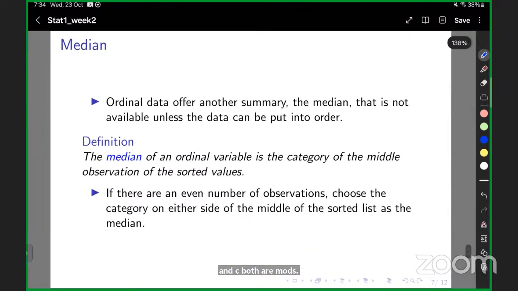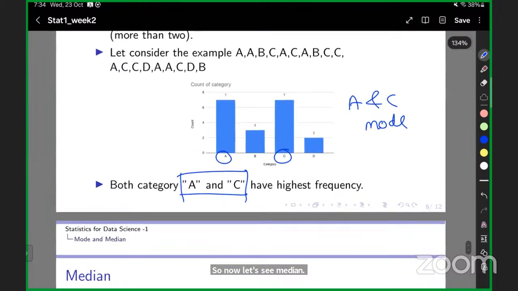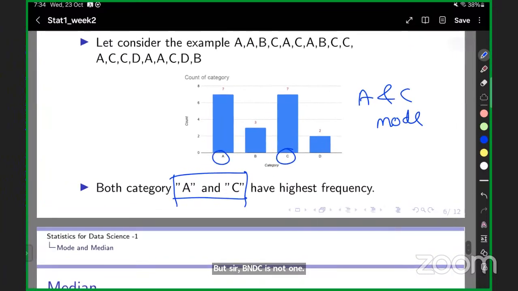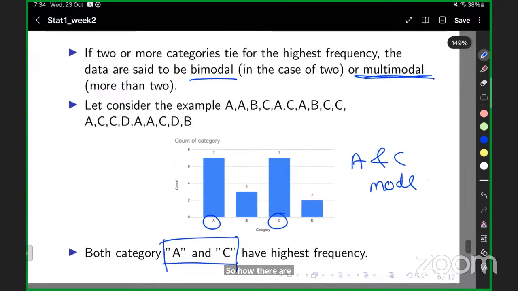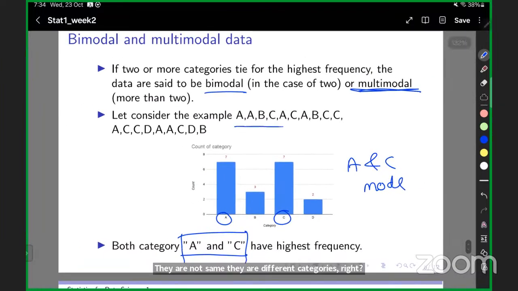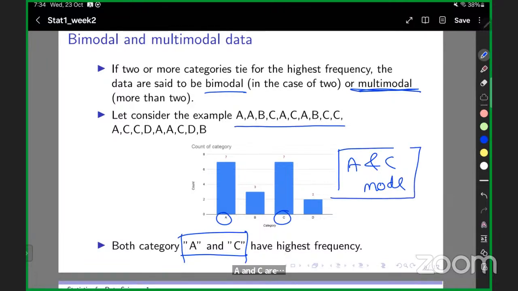But sir, B and C are not the same, no? So how are they the same category? B and D are not the same. Yes, so how are they different categories? They are different categories, right? Sir, you said bimodal, no? Only 2 categories, A and C, are bimodal because A and C have the same frequencies, right? That's why it's bimodal. But sir, B and D are not the same frequencies, right? Yeah, B and D, no, we just take the highest.